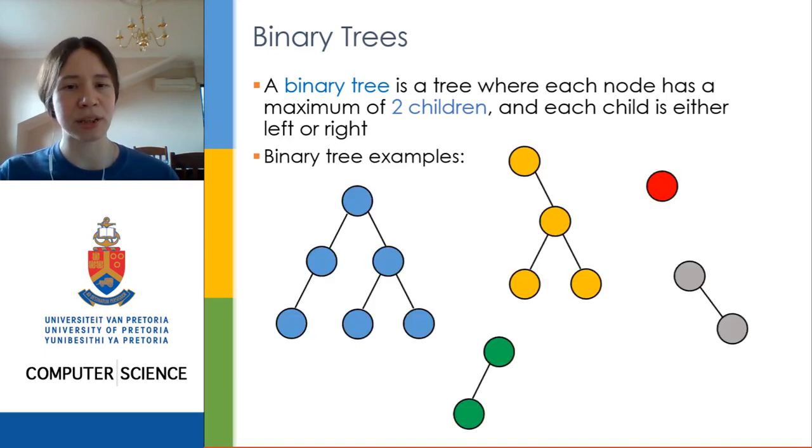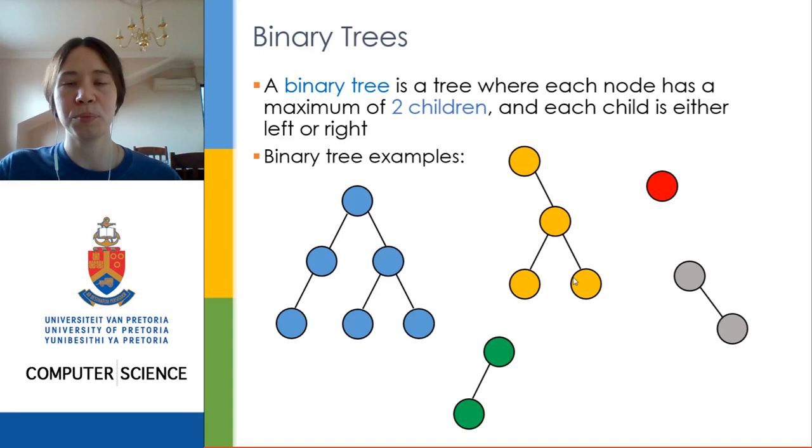Let's quickly look at some examples. All of these are valid binary trees. The red guy here has no children at all. This gray guy here on the right hand side, we have a root that only has 1 child, and that child is on the right hand side, so we refer to it as the right child.